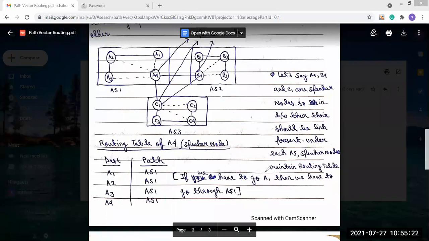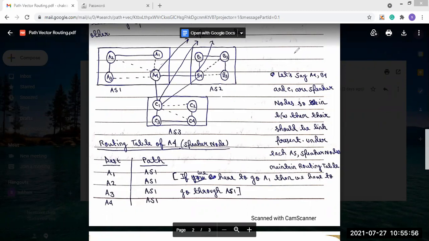Now, if we have to go to the A1 node, then we have to go through autonomous system one. Same as that, if we have to go to C3, then we have to go through autonomous system three. So this is how each speaker node's routing table can be formed.